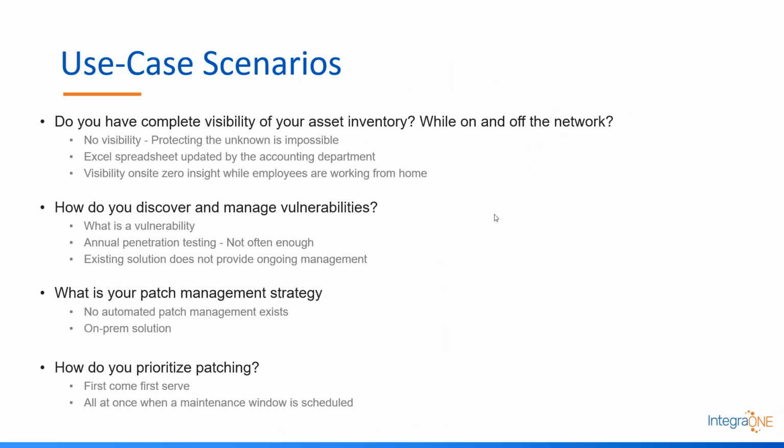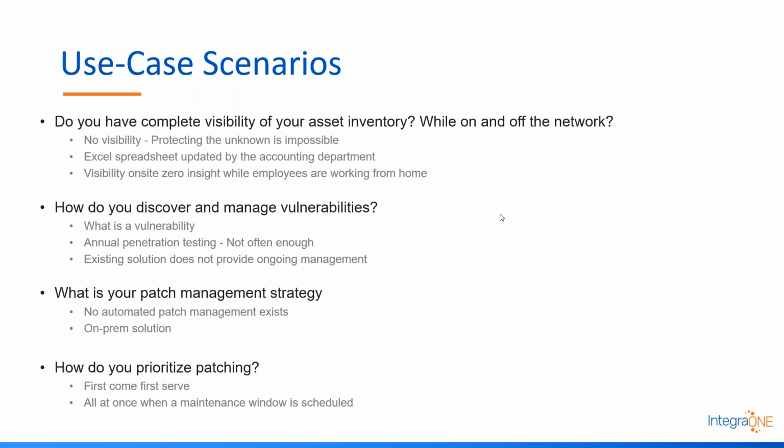All right, use case scenarios. So typical questions and answers that we encounter. Do you have complete visibility of your asset inventory while the assets are on and off the network, right? So, answer being, hey, we've got no visibility. Well, protecting the unknown, that's impossible, right? Another answer, maybe we've got an Excel spreadsheet that's updated by the accounting department. Now, I know that might sound wild, but truth be told, when purchases are made, the accounting department might be responsible for tracking the inventory. So that's a high possibility.